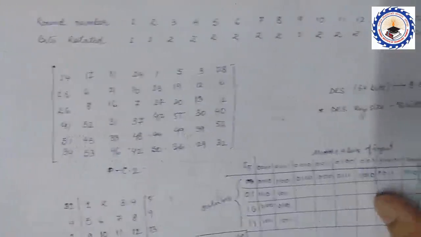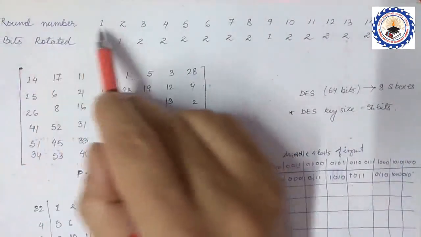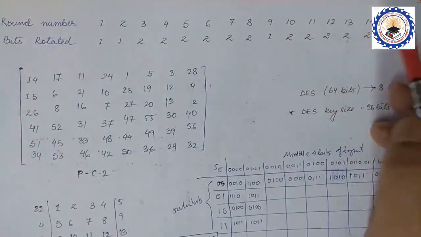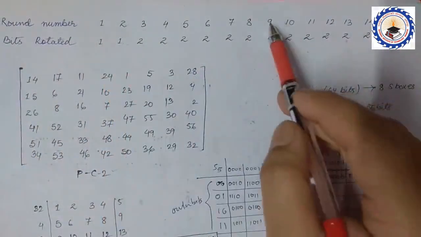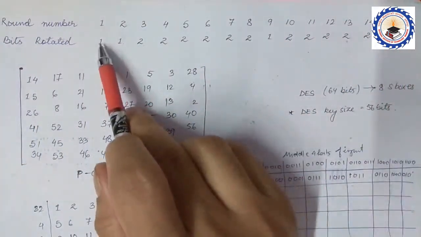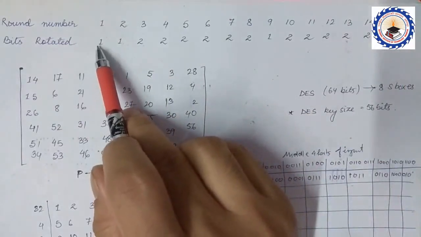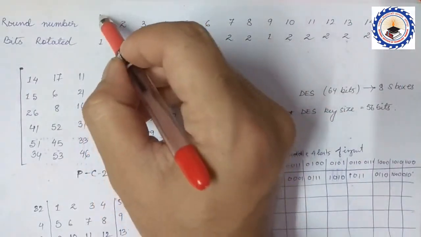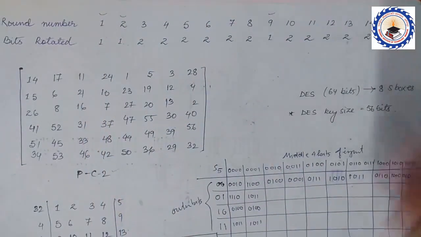Just as a reminder, while we perform the number of rounds here, according to the number of rounds, we have round 1 up to round 16. So this is round number 1, round number 2, round number 9, and round number 16. For that, they have to shift the number of bits to the left by 1 bit here. Okay, it's just for remembering: 1, 2, 9, and 16.